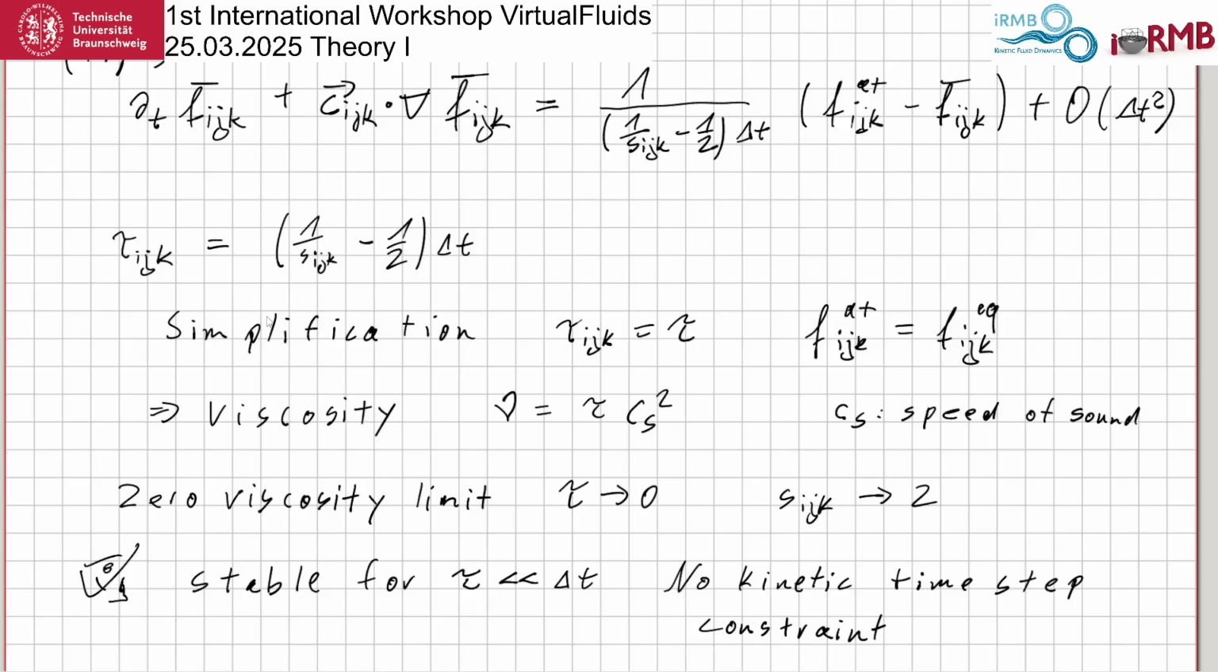Can the speed of sound also be a function of ijk? No, the speed of sound, of course, cannot be a function of ijk. The speed of sound should not be a function of the direction. It should be isotropic. The speed of sound obviously is a function of the temperature, right? Yes. The speed of sound in lattice Boltzmann is a somewhat complicated topic that I can talk about for 3 hours, if you like.